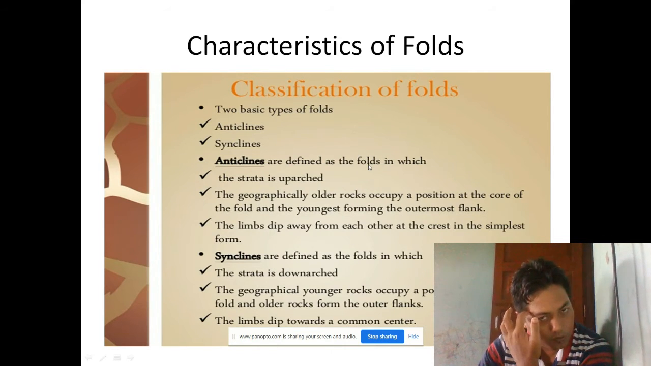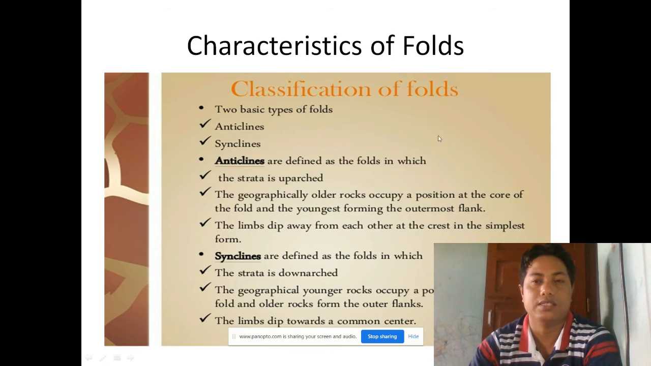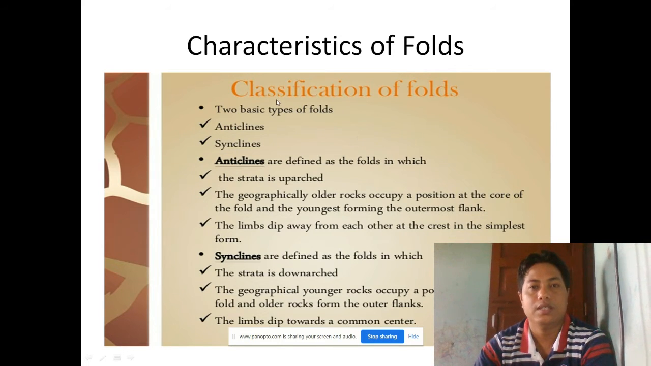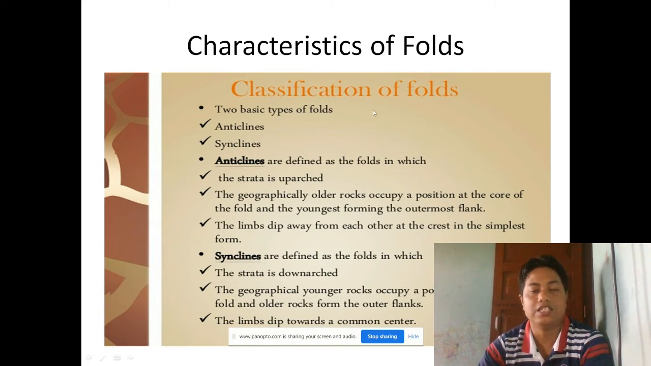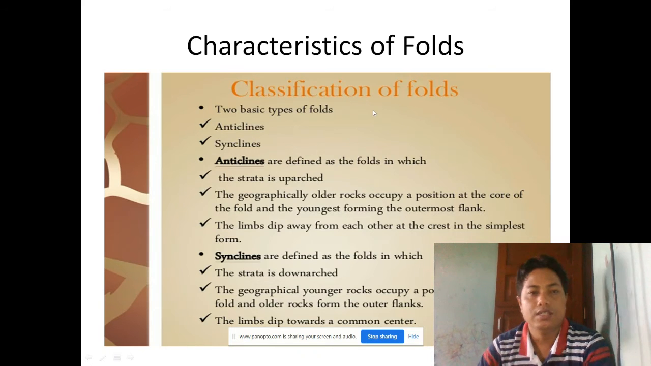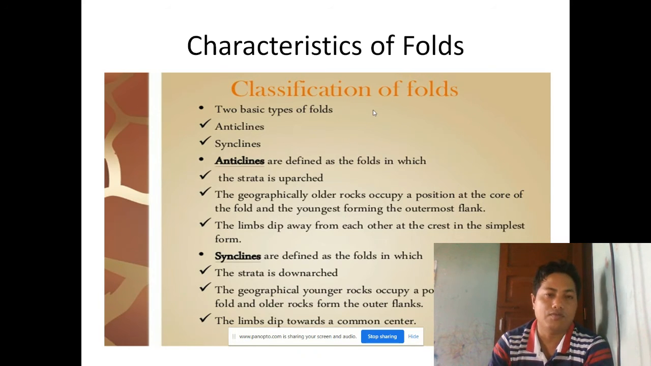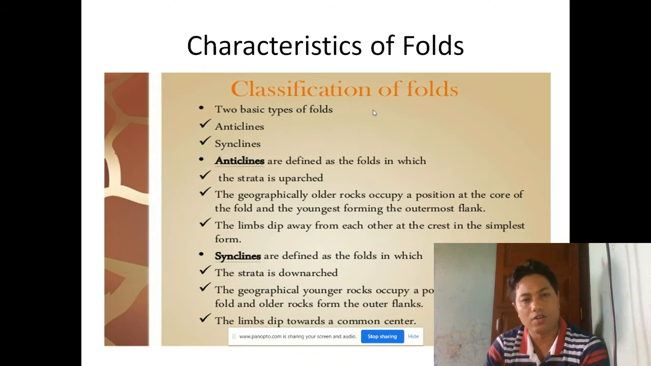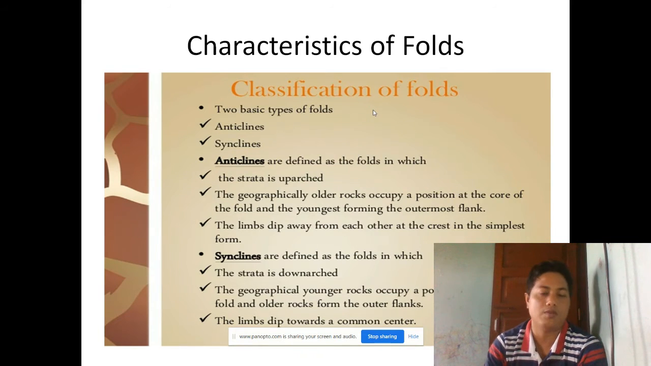It's not a classification of folds. I have taken these slides from other places, but this is basically the characteristic. Classification is the categorizing. So you cannot say that anticline fold or syncline fold. Anticline is a part of a fold. Syncline is also part of a fold. Anticline is the upper curvature. Syncline is this.